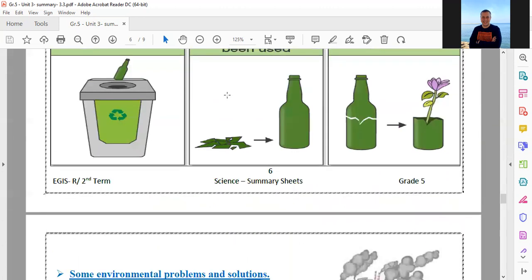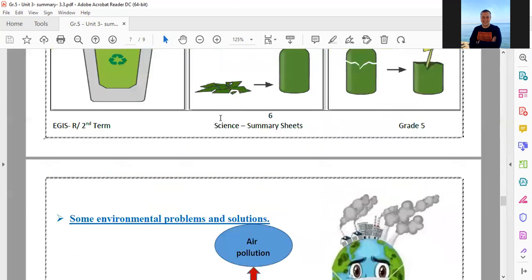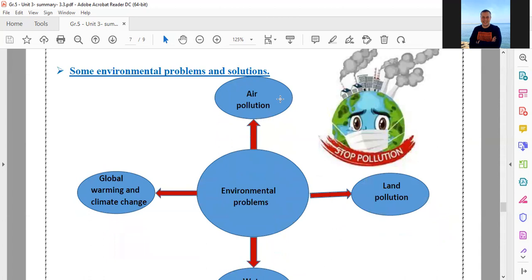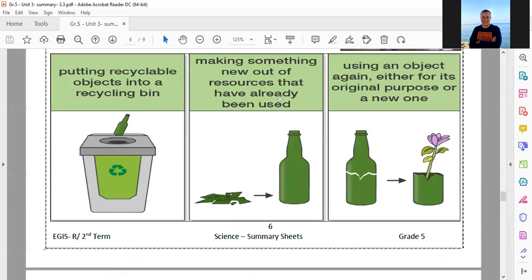Okay, grade 5. So we stop here at the end of page number 6. In the next period, we will study pages 7, 8, and 9. So till now, this is understood. Any question about this part, guys?